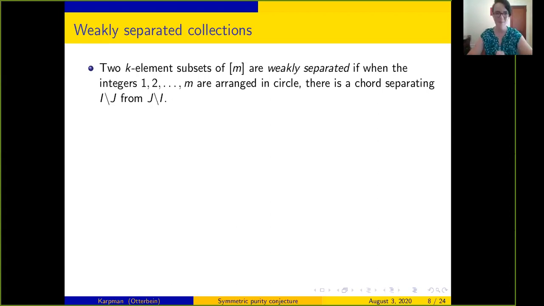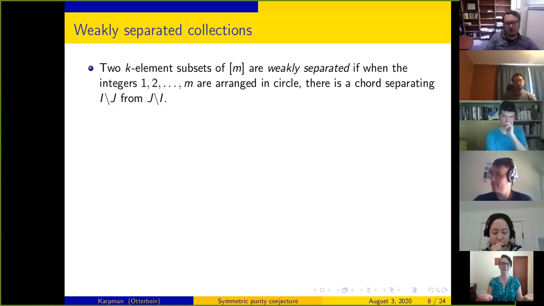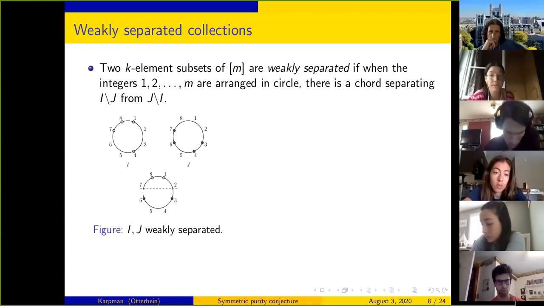All right. So now I'd like to briefly review weakly separated collections, which I know were discussed a bit in the last talk. We say that two k-element subsets of [m], where the notation [m] means the set of integers 1, 2, up to m, are weakly separated if, when your larger set 1 through m is arranged around a circle, there is a chord that separates the complement of J in I from the complement of I in J.